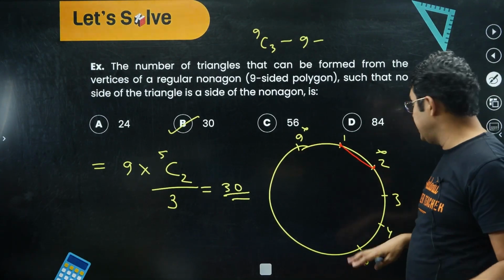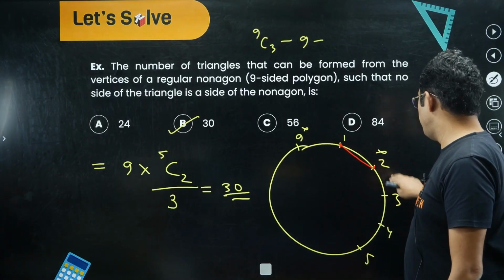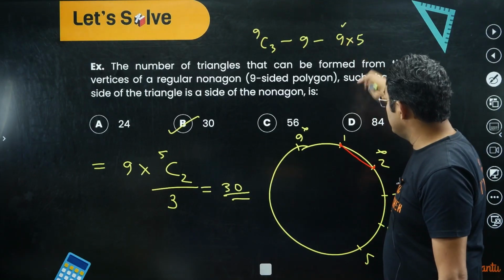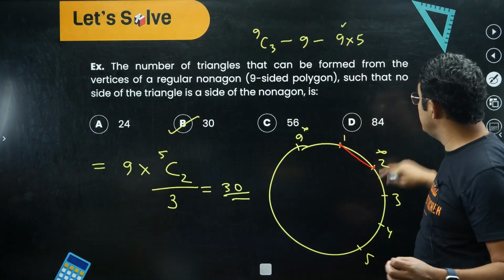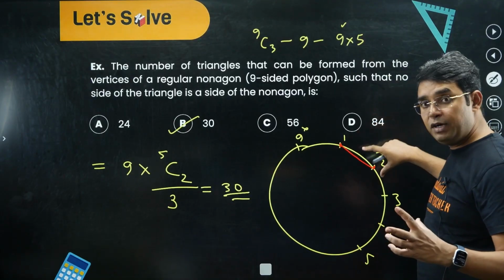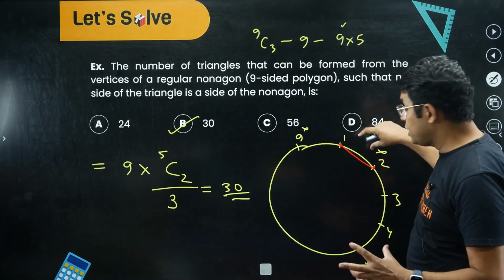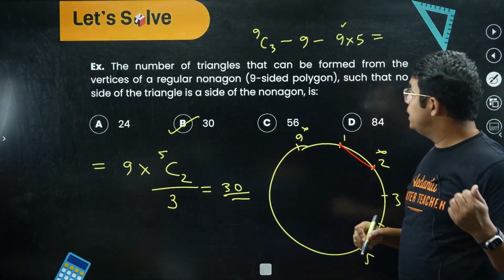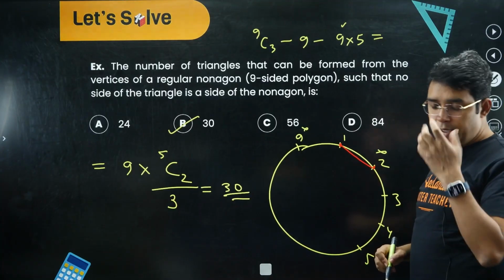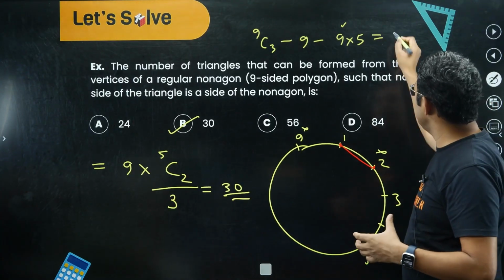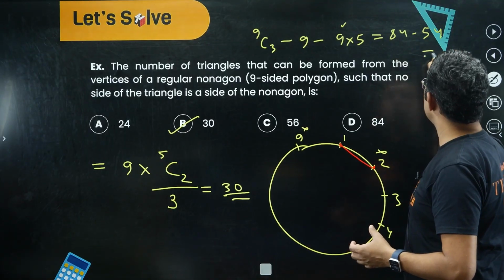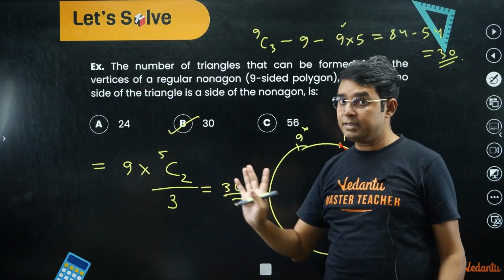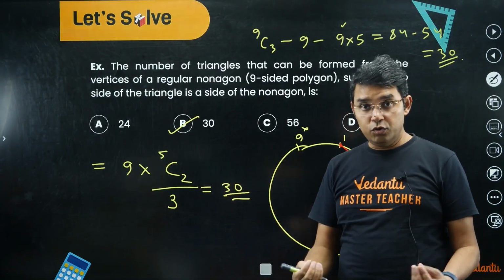In that case, for the third vertex, because 1 2 3 4 options are gone, only 5 options will be there, and this will be 9 into 5. This 9 is for which 2 consecutive vertices you are choosing, and the 5 is, for each pair of consecutive vertices, the number of vertices which are not consecutive to either 1 or 2. So that way also you can do it. 9C3 is how much? 9 into 8 into 7 divided by 6, 84, minus 54. Yeah, this is also coming out to be 30. So this way also you can do, but I will ask you to remember this method. This is one very powerful and very useful thing.